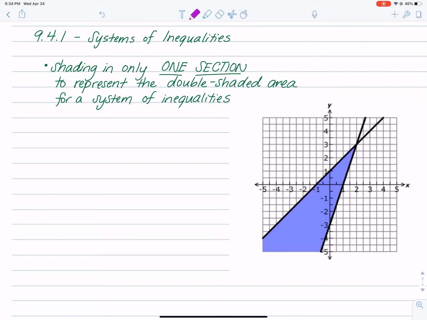All right, so this next section of the system of inequalities lesson is going to talk about what we do when we're given the actual graph, but there's only shading in one section. That one section, as you can see here, is used to represent the double shaded area for the system of inequalities. You can see there are two linear functions that have been graphed here. They're both inequalities because there is that shaded area.